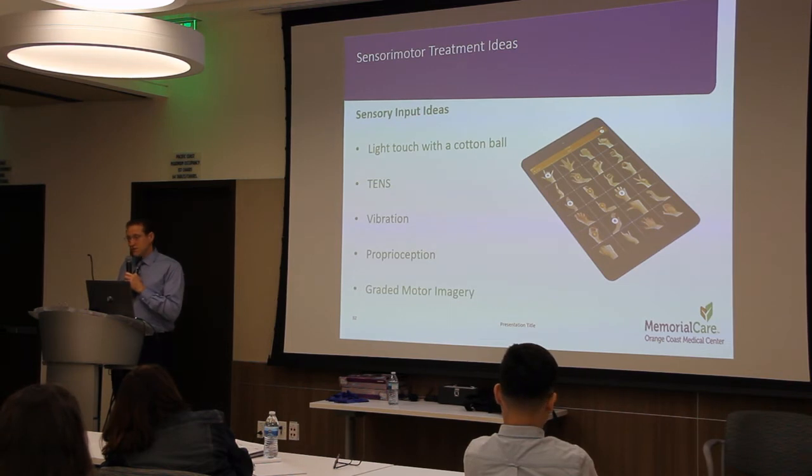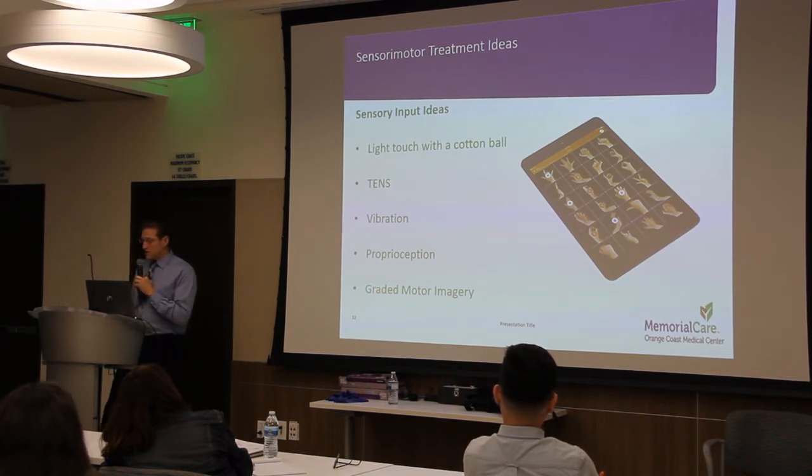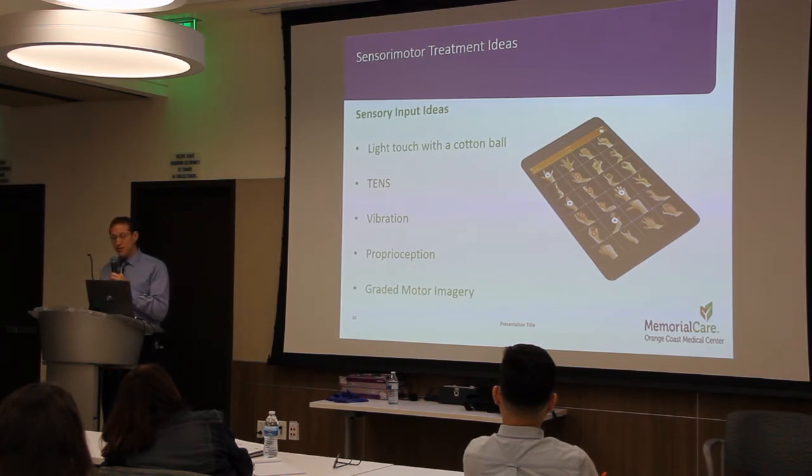TENS is a type of electrical stimulation that can be used to provide variability in the sensory feedback we are getting. Proprioception with the fingers, hand, arms, shoulders, or neck can be performed as well. And graded motor imagery.